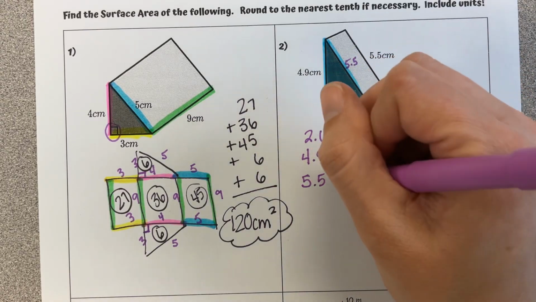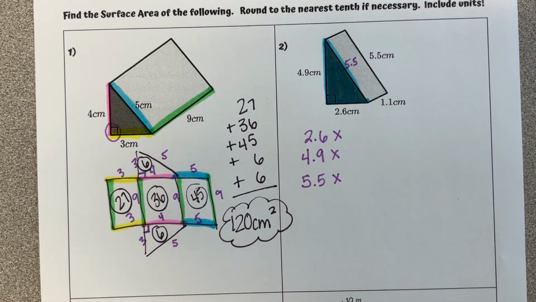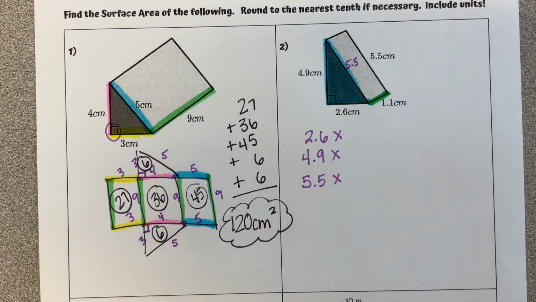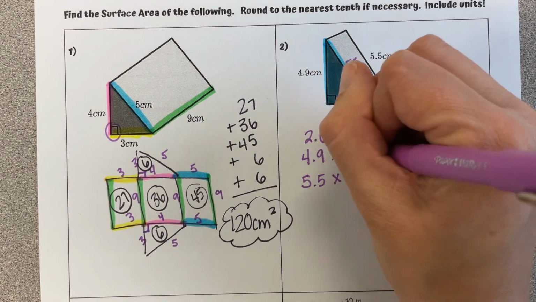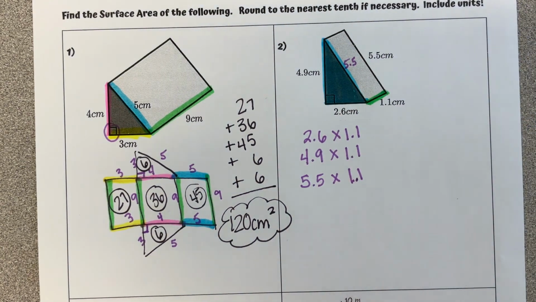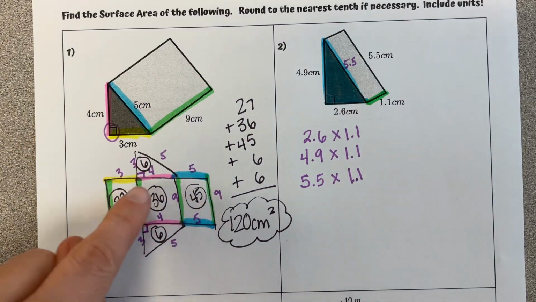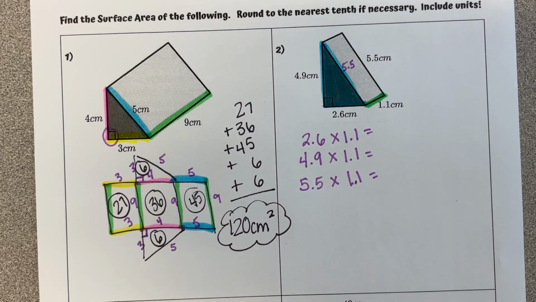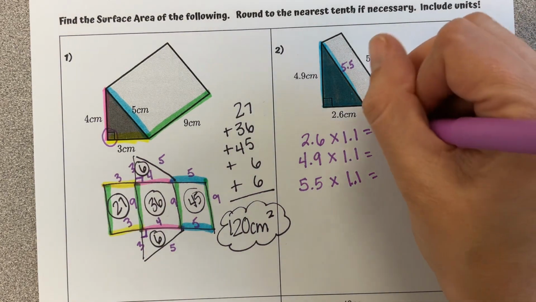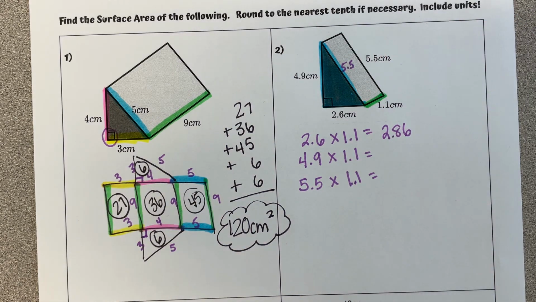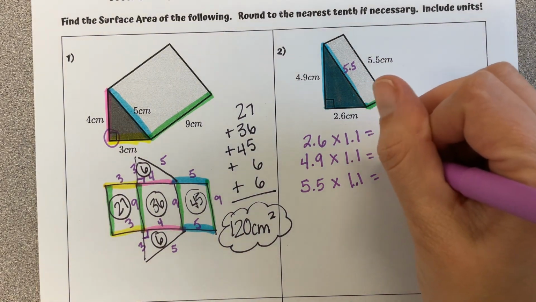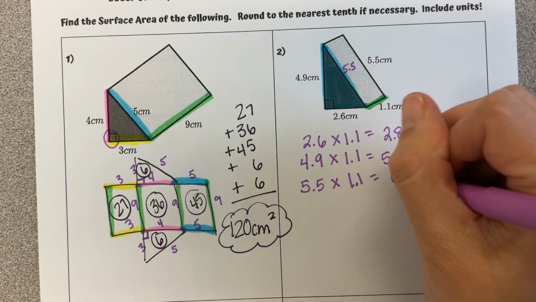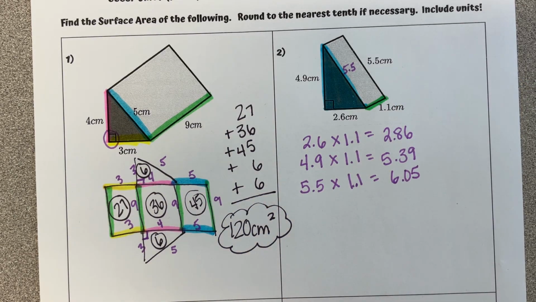And we are gonna multiply each of those side lengths by that length that connects the front triangle to the back triangle. So by 1.1. Just like for over here, that length connecting was the height for all of those. So now I'm just going to multiply those. 2.6 times 1.1 is 2.86. 4.9 times 1.1 is 5.39. 5.5 times 1.1 is 6.05.